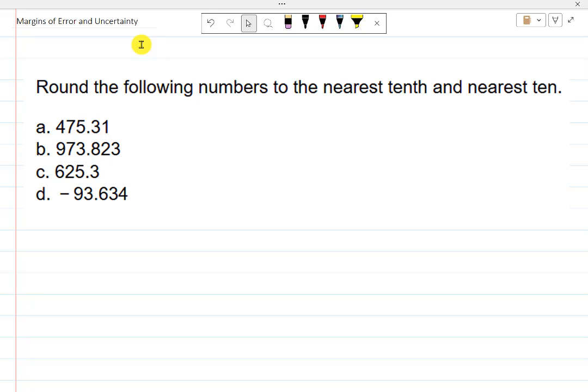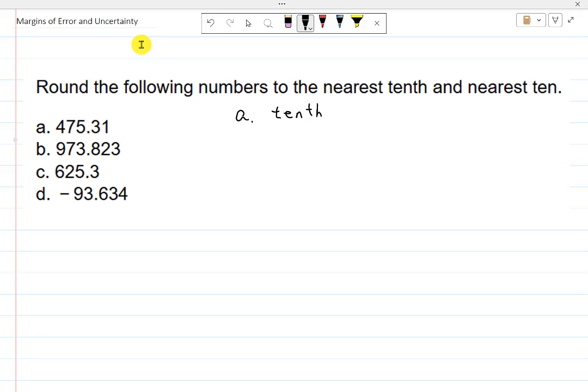In this section, we're going to consider rounding and errors gotten by rounding and margins of error. Let me start with this example meant to remind you of how to do this kind of stuff. We're told to round each of the following numbers to the nearest tenth and the nearest 10. So let me start with part A, and we'll start with tenths.